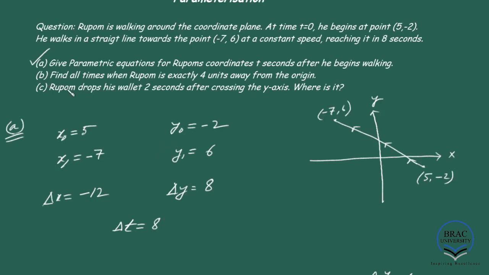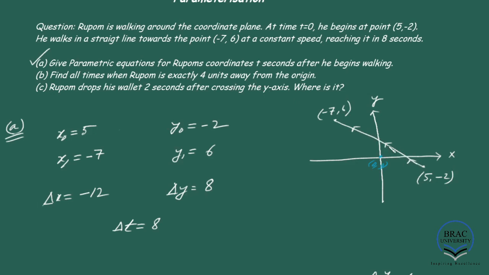Now part B: find all times when Rupam is exactly 4 units away from the origin. So 4 units away, this is the origin. So I'm going to write 0, 0. Now I would like to see from this origin at what point or at what time Rupam is exactly 4 units away. So he could be 4 units away from here, or he could be 4 units away from here.